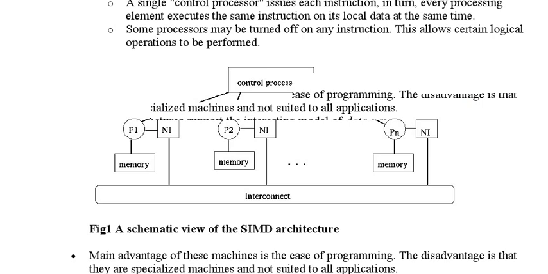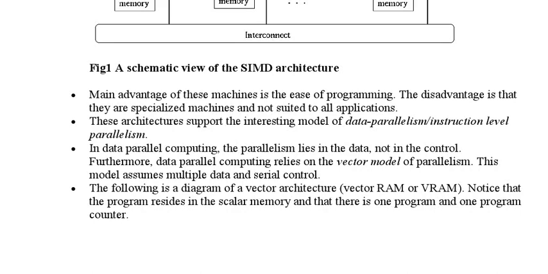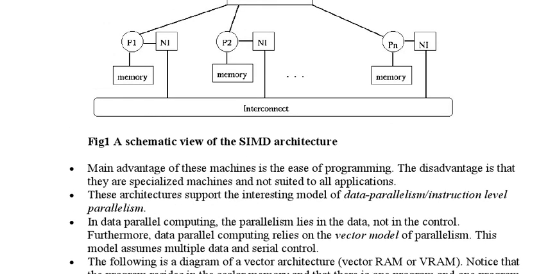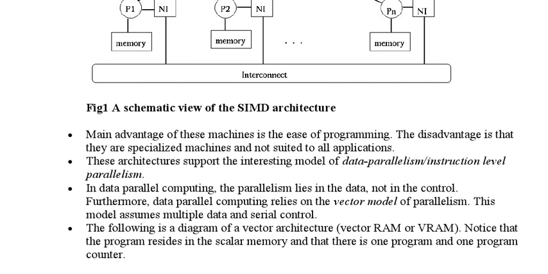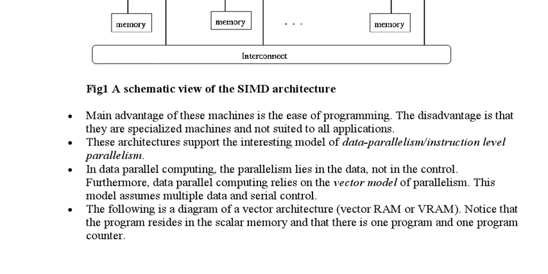Now, what is the justification behind this disadvantage statement? The justification is something like, if you have more and more scalar type instructions in your program, then the use of these processing elements is futile because your program is scalar in nature. Next, these architectures support the interesting model of data parallelism or instruction level parallelism.